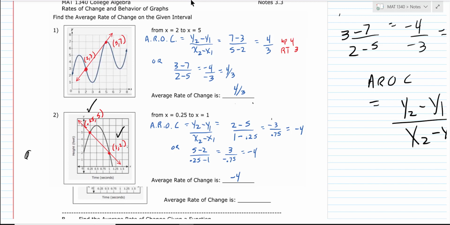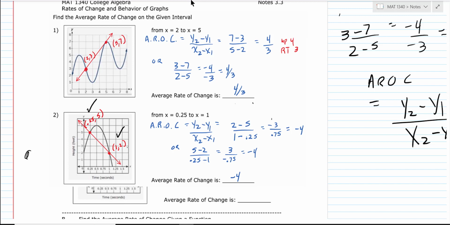One other thing that you guys want to know too is there's a reason why this average rate of change is positive. Does anybody know why? By looking at the line? It's going up. If your line goes up, then you have a positive rate of change. This one's negative. How do you know? Your line's going down. So if you're decreasing like that, that's a negative average rate of change.